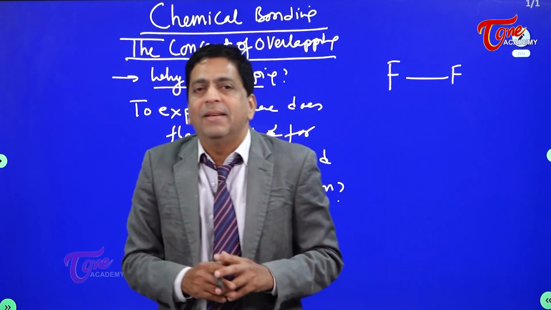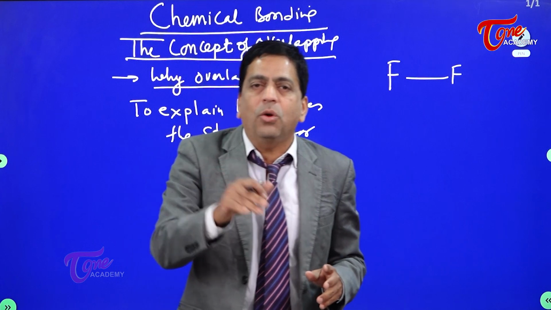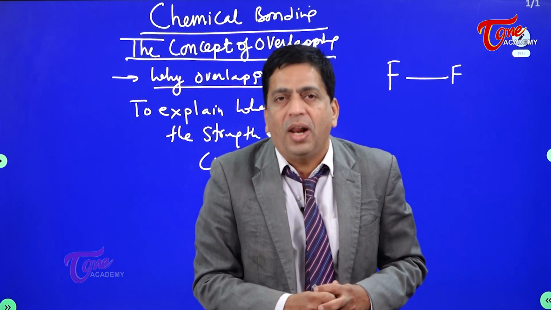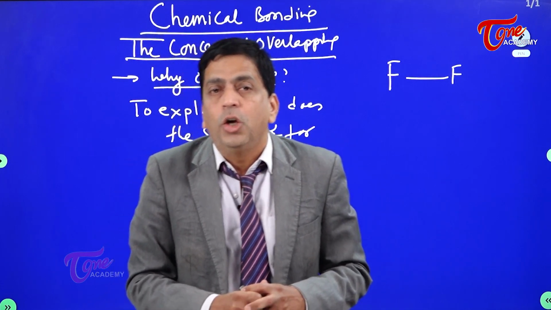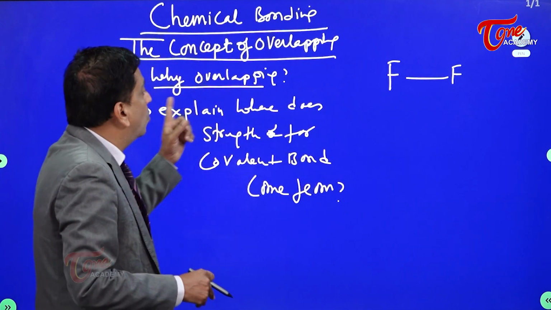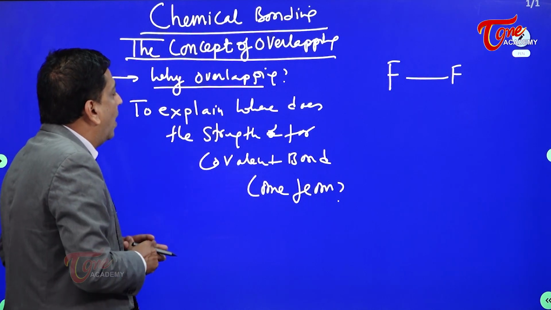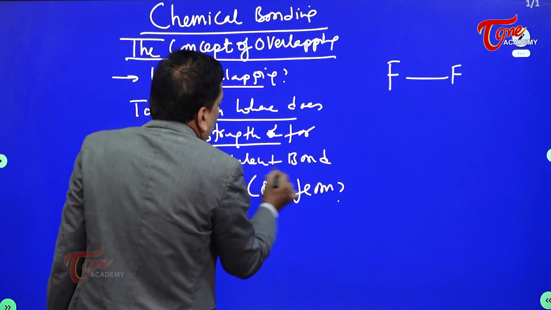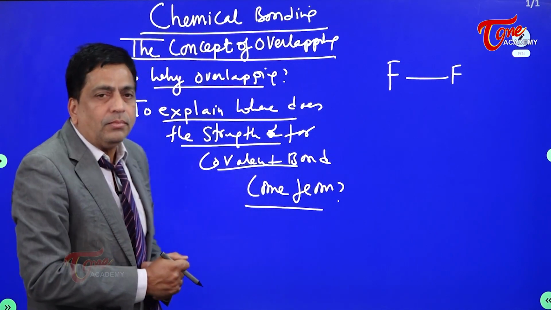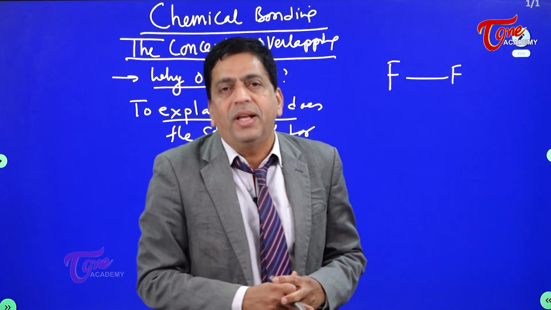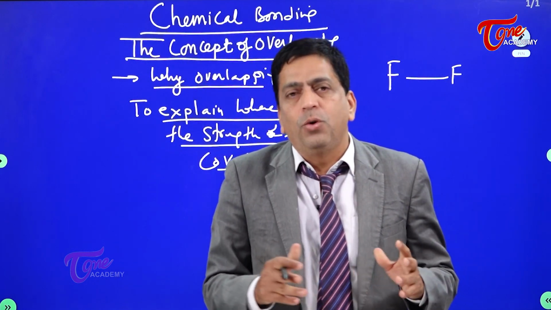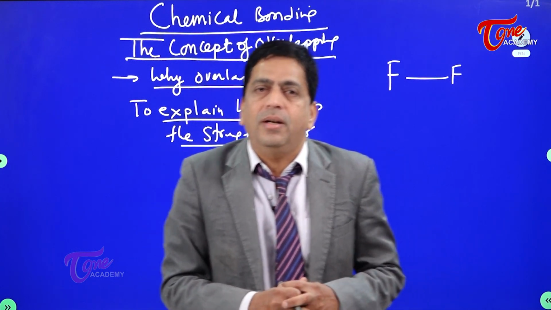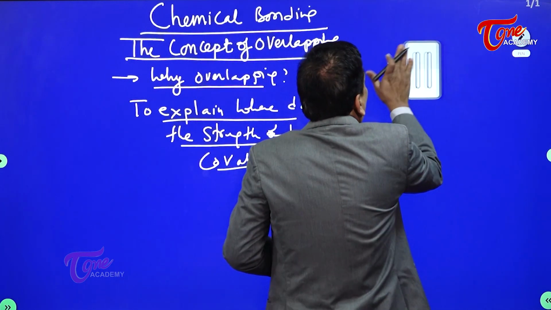So basically, these things which are addressed at the micro level are nothing but the valence bond theory, the concept of overlapping. You must understand that, right? So why did we introduce the concept of overlapping? To explain where the strength for the covalent bond comes from. And how are we explaining this? Observe.